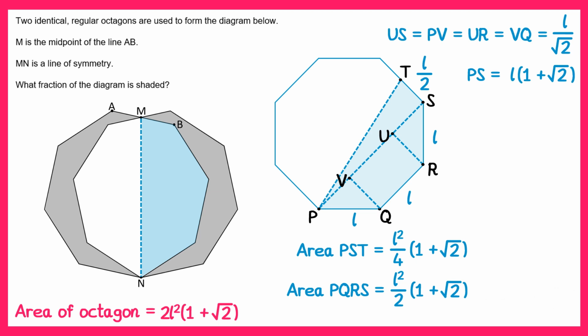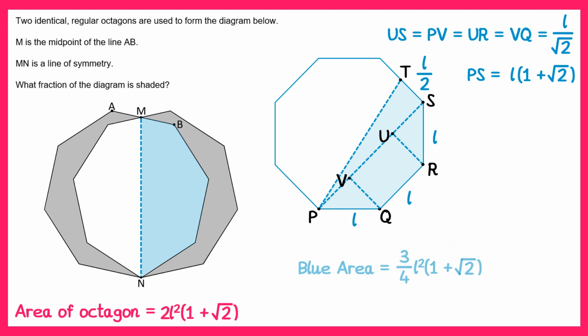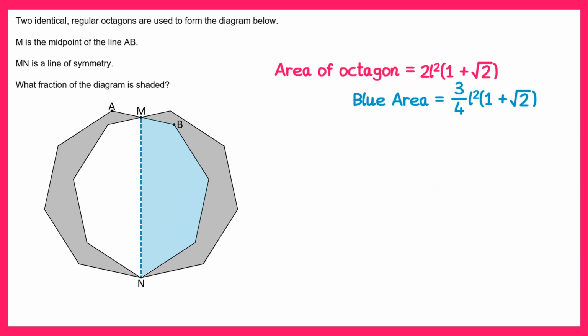So we found the area of PST and also PQRS, so we can get the total blue area by adding these together. So the blue area equals 3/4 L squared lots of 1 plus root 2. Now we're also going to need that.